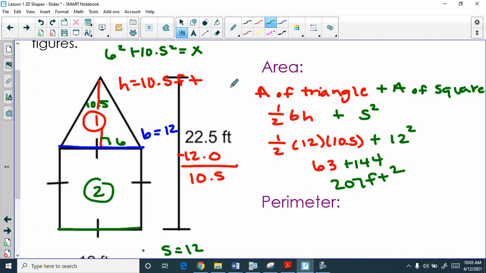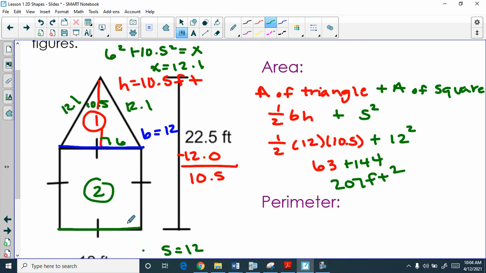And it looks like I'm going to round to the tenths place. I'm getting 12.1. So I would know this side is 12.1 and this side is 12.1. So then we just add all of our pieces together.